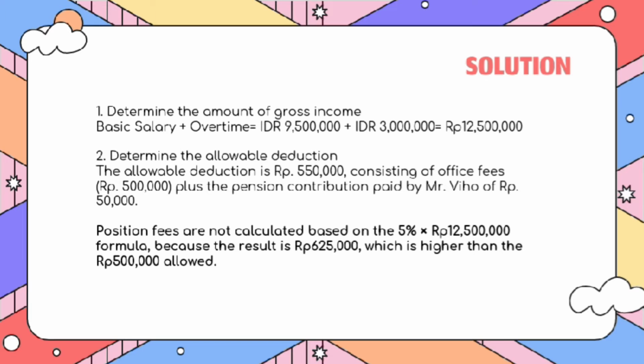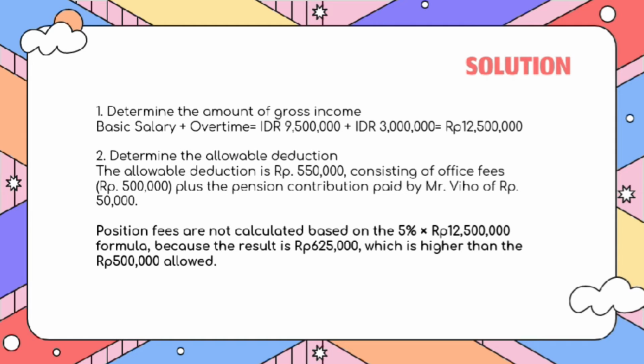In order to solve this case, we need to first determine the amount of gross income. We can get the gross income by totaling the basic salary plus the overtime that he receives, which gives 12,500,000 rupiah. The second step is to determine the allowable deduction. The allowable deduction is 550,000 rupiah, consisting of office fees, which is 500,000 rupiah, plus the pension contribution paid by Mr. Wiho of 50,000 rupiah.